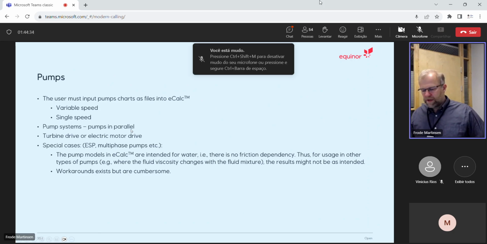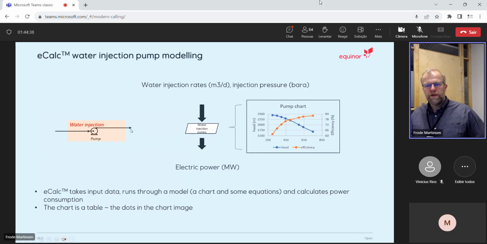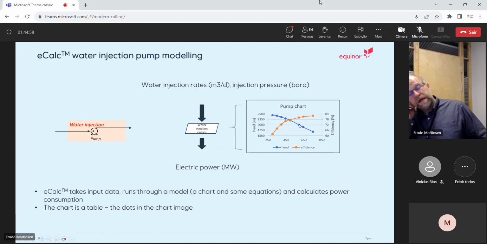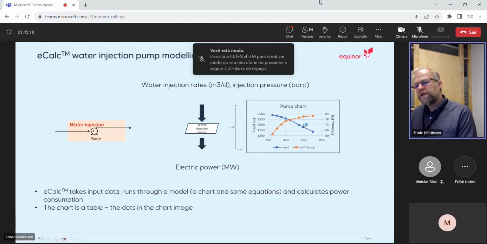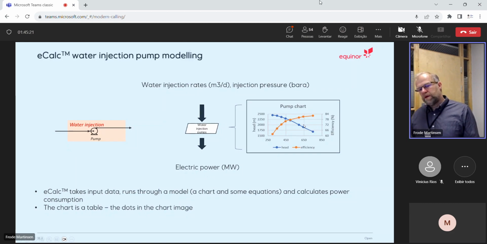If we think about the chart, if I scroll back a couple of slides, let's say you asked for a pressure difference of 200 bars. That's around 2000 in head. Your capacity is around 550 cubes per hour. eCalc will automatically calculate between cubes per day and cubes per hour. That's just a factor of 24. But if you ask for this pressure and a rate of 650 cubes per hour, then eCalc will say, I need another pump to do that.